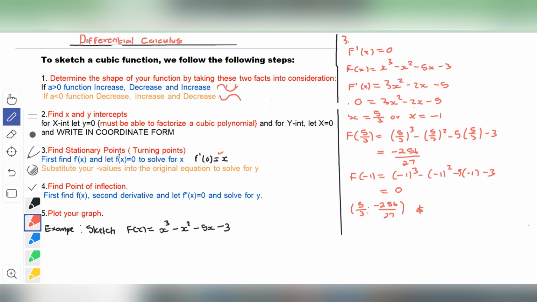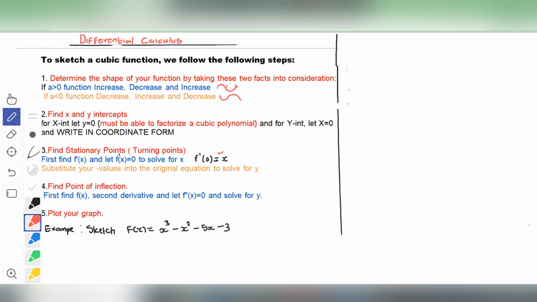and we also have -1 and 0, right? Then we are done determining the stationary points. So after determining the stationary points, and also here, guys, I'm just going to erase those things so that we can talk about how to find the point of inflection.